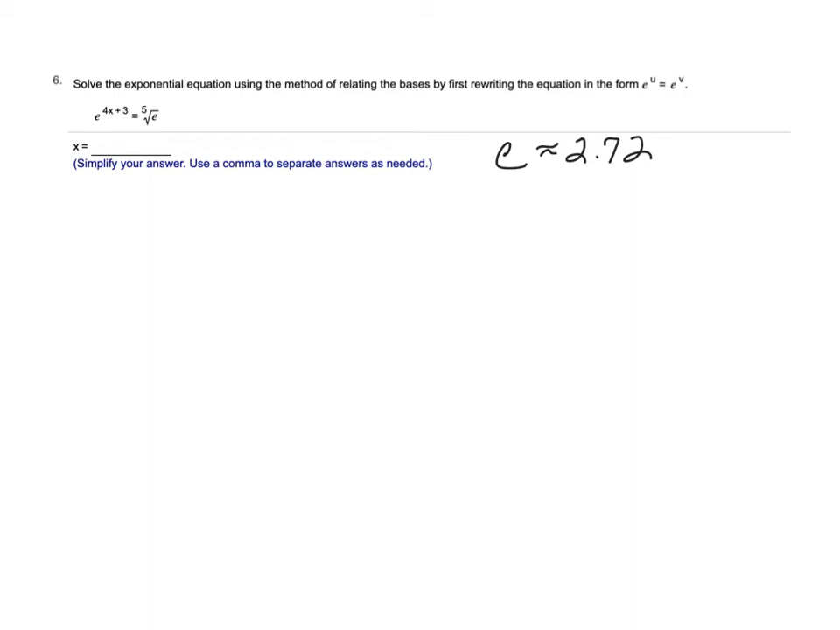So if we're solving this one, we have e to the 4x plus 3 equals the 5th root of e. We want to rewrite that, which would be e to the 1/5. And once again, e is just a number, so we basically have the same bases, e and e.